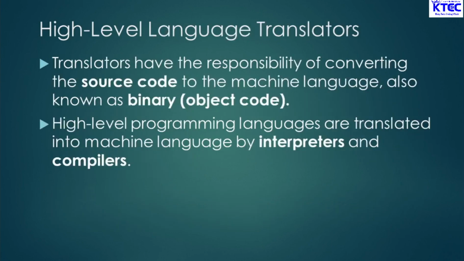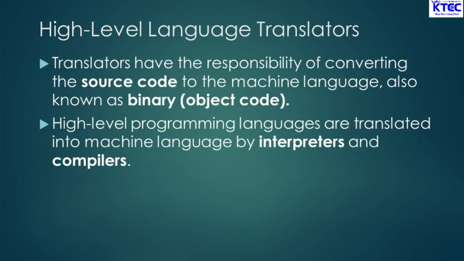Now let's look at high-level language translators. Translators have the responsibility of converting the source code to the machine language, also known as binary or object code. The translators I just spoke about are built into the text editors where we write the code for the languages. For example, like I said, for Python we use PyCharm. So in PyCharm, there is a translator that helps to convert the source code into machine language. It helps to change the source code from this print and other stuff to zeros and ones, for the machine to be able to understand.